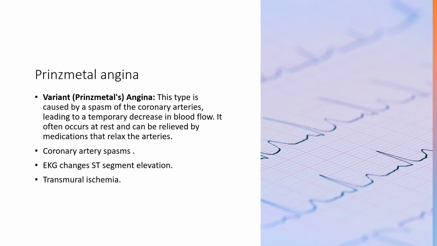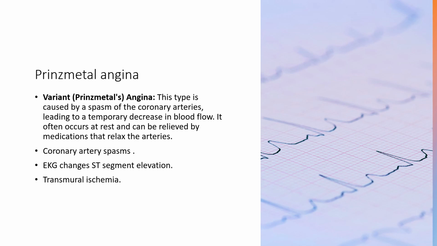Now Prinzmetal angina. This type is caused by spasm of coronary arteries. There is a variable contraction of the coronary arteries, so the blood flow to the heart decreases, and therefore we get the angina. It is a temporary decrease in blood flow. It often occurs at rest and can be relieved by medication that relaxes the arteries, like nitroglycerin. What does nitroglycerin do? It vasodilates the veins primarily, and then the arteries.